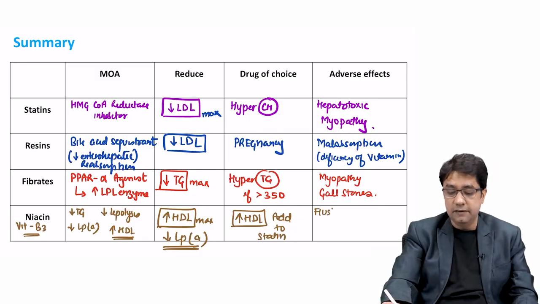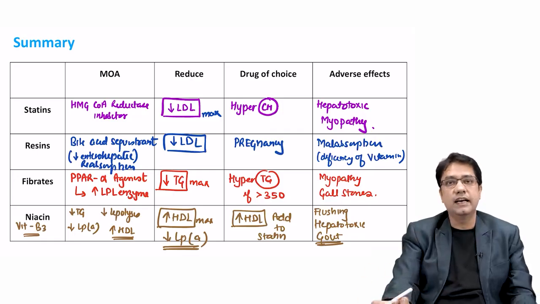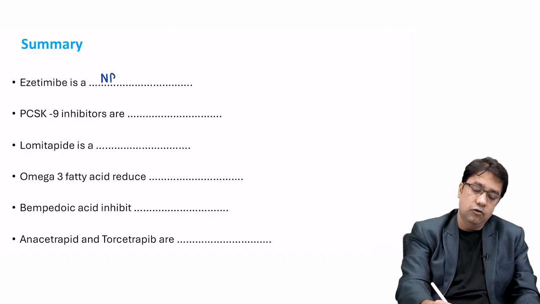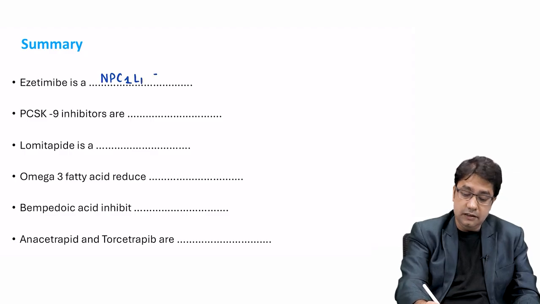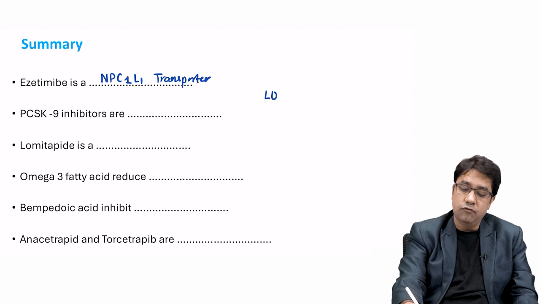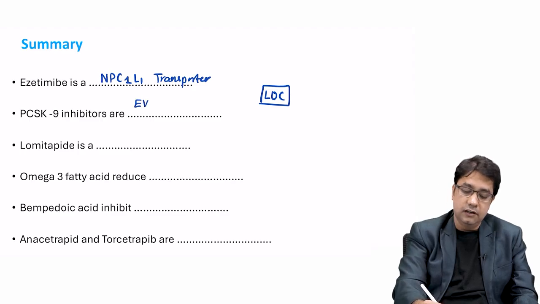It causes flushing. It can cause hepatotoxicity and it can increase the risk of gout because it increases blood uric acid level. What about new drugs? Ezetimibe reduces cholesterol absorption from the intestine by inhibiting a transporter, the NPC1L1 transporter. PCSK9 inhibitor, I have told you, identify the word LOC, lowering of cholesterol. So the drugs are evolocumab and alirocumab.